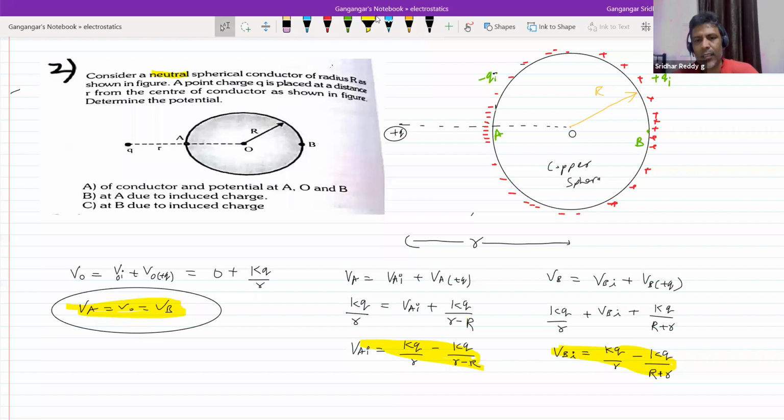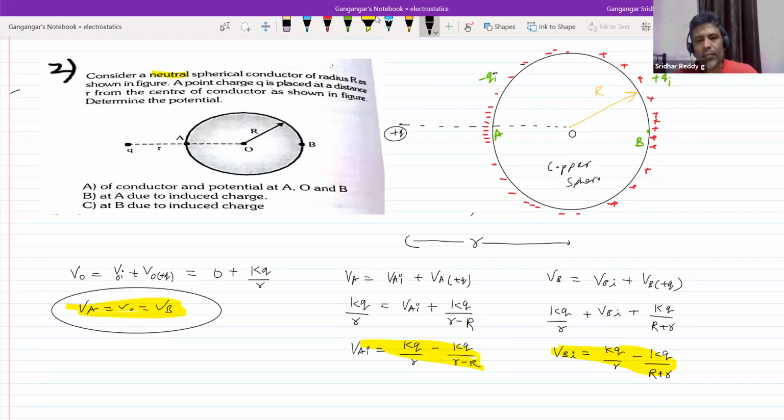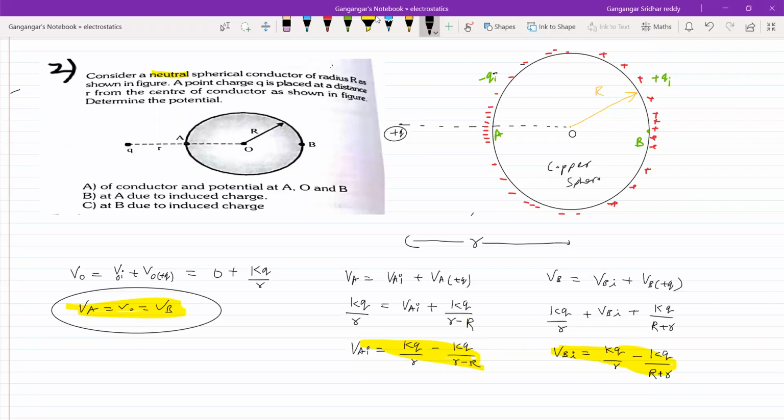Sir, second equation in VB. What is the second equation, no? Smaller, so point A at what distance will be smaller, minus Q by capital R. Smaller is equal to, sir.